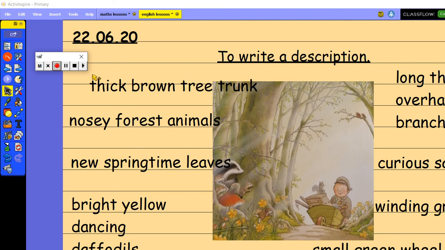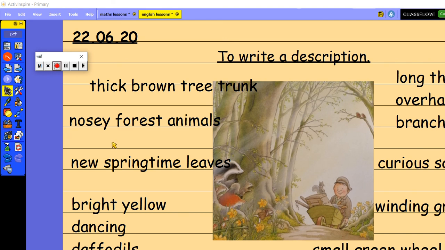So I can see a thick brown tree trunk. So I looked at this tree trunk here and I think that that is quite important to describe. There's some nosy forest animals. So here I can see all these animals are used to living in the forest. I've got a badger, a fox, some squirrels, a rabbit. Okay, they are all being very nosy to see what the character is up to.